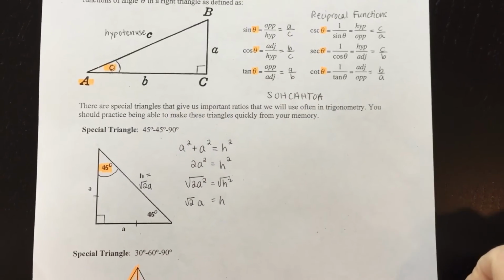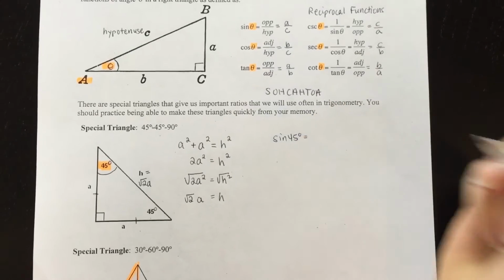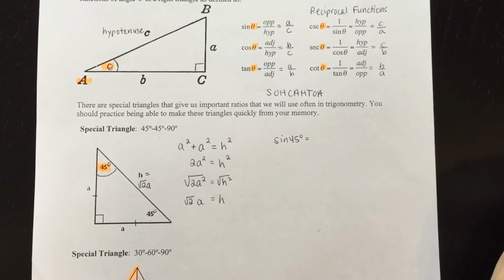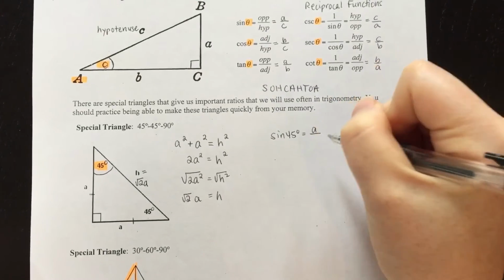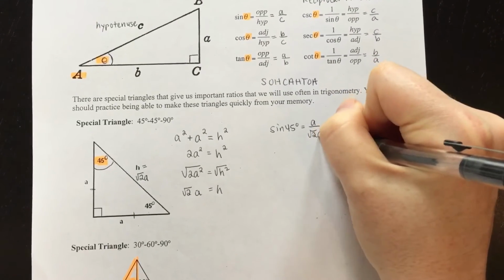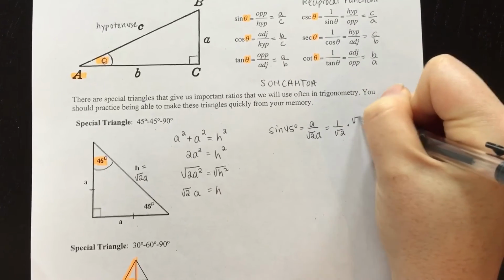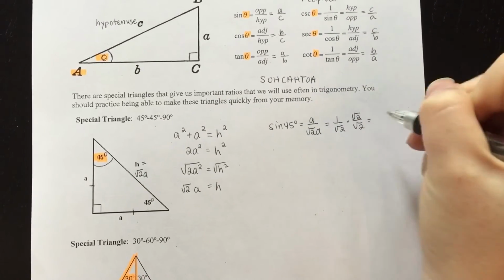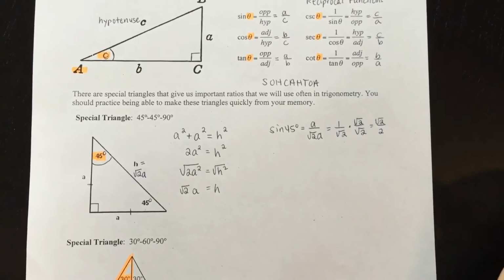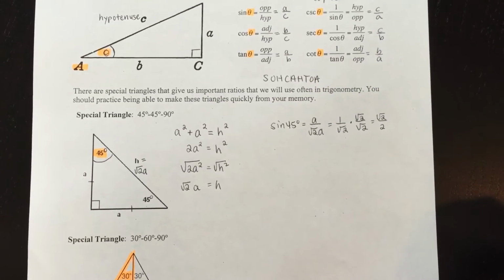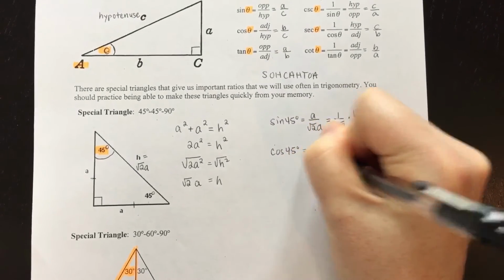Now I've highlighted here the top angle 45 because I want to see if I can describe the sine of 45 degrees using this right triangle. So opposite of 45 is a, and the hypotenuse is square root of 2 times a. So if I reduce that, I get 1 over the square root of 2. And if I rationalize the denominator, then I see that the sine of 45 is equal to the square root of 2 over 2, regardless of what a is. A could be anything.